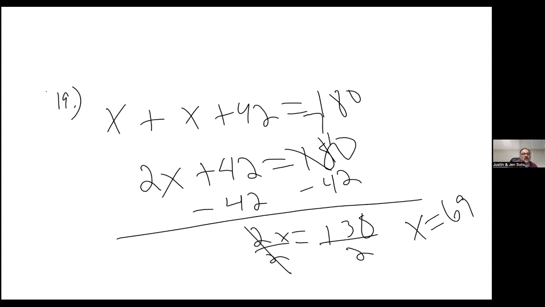So an angle plus that angle plus 42, which is its supplement, equals 180 degrees. So x plus x is 2x plus 42 equals 180. Subtract 42 from both sides. I have 2x equals 138. Divide both sides by 2 to get x by itself. So we have 69. If you wanted to figure out its supplement, it'd be just 69 plus 42, right? Which is 138, of course.